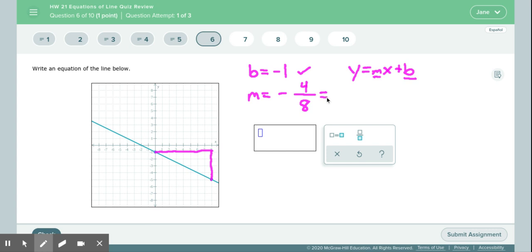The only thing I need to do now is reduce this, so I could put that into Desmos if needed, but I know that the top is divisible by 4 to give me 1, and the bottom divided by 4 is going to give me 2. All right, so now all I need to do, in this box right here, is type in my formula, which is y equals mx plus b, but I'm going to go back and erase b and replace it with negative 1. And then I'm going to erase m and replace it with negative 1 over 2.